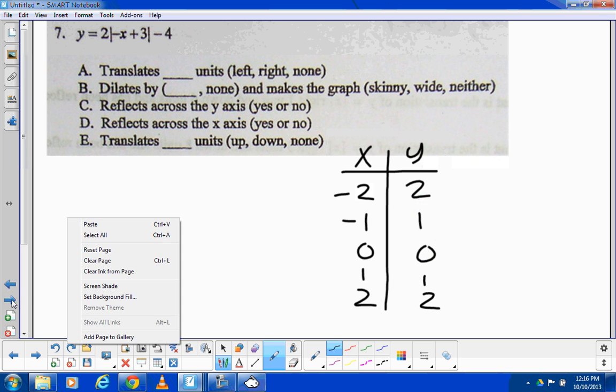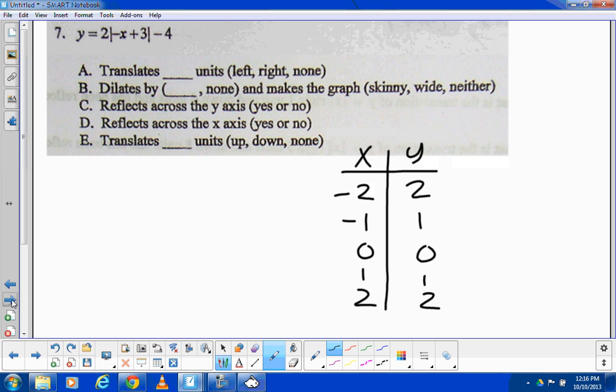Let's go through our questions here. All right, we're going to translate. This would be right here. I'm adding 3 on the inside, so it's going to be 3 units to the left. We're going to dilate by, we're multiplying by that 2. Now, that 2 is a number that's bigger than 1, so that's actually going to make the graph skinny.